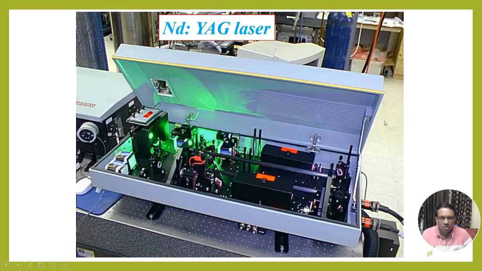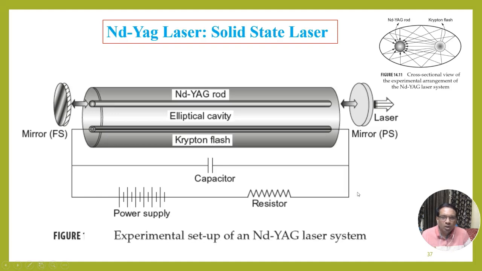Nd:YAG laser. If we open that box, we will see the Nd:YAG laser like this inside, but we will see how it looks outside. Basically, any laser always has an active medium, a pumping medium, and a cavity. One resonating cavity is required. These are the three parts of any type of laser.